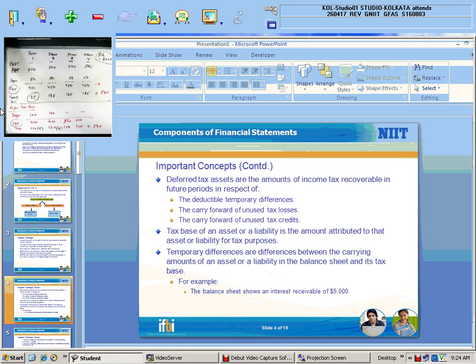Tax base of an asset or liability is the amount attributed to that asset or liability for tax purposes. Like say, the tax base of the fixed assets in the second year is only 100,000. That is the amount attributed to that particular asset for tax purposes. And temporary differences are basically differences between the carrying amount of an asset or a liability in the balance sheet and its tax base.